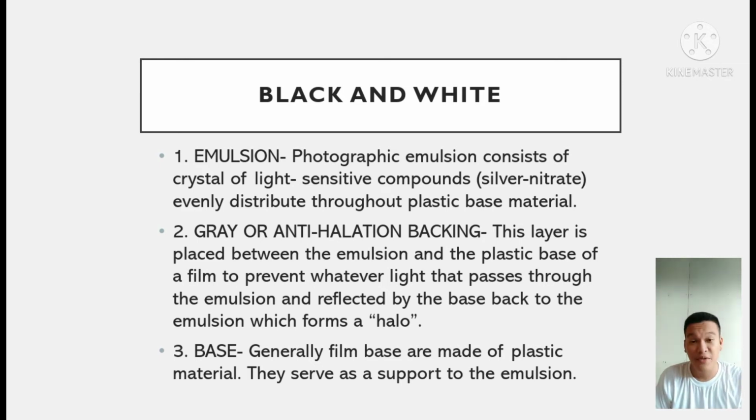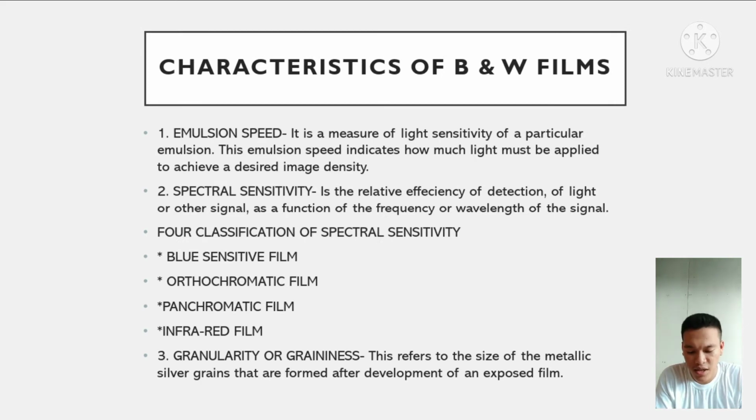So we're done with black and white films. Let's proceed to the characteristics of B and W films. The characteristics of B and W films are speed, sensitivity to light, spectral wavelength or color sensitivity, and granularity or graininess. Although films are universally manufactured in about the same way, there are controlled variations in procedures, choice, and proportions of chemicals used in processing films of different characteristics.